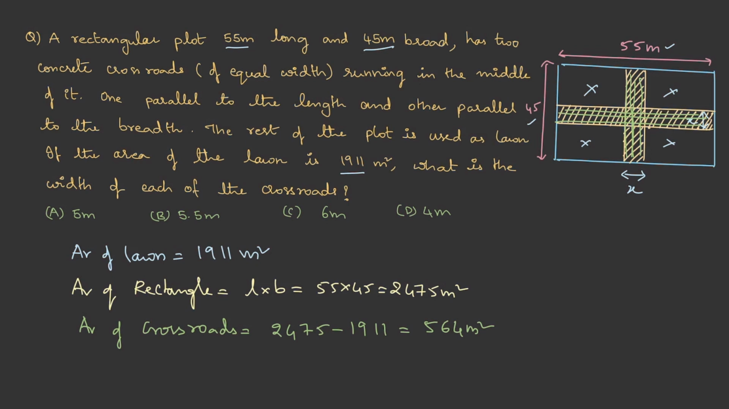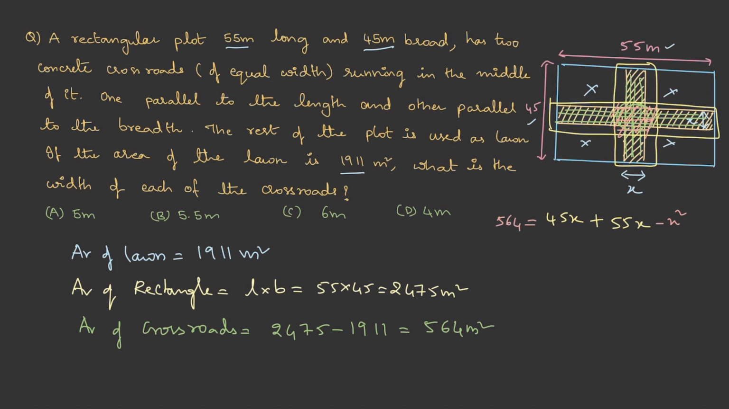Now you can clearly see this part is actually overlapping the central part. So let's write this in mathematical notation. First let me take this part, which is length into breadth, that is 45 into x. Then this part, which is 55 into x. Now I'll subtract the central area, this part, which is minus x square. This whole quantity is equal to 564.